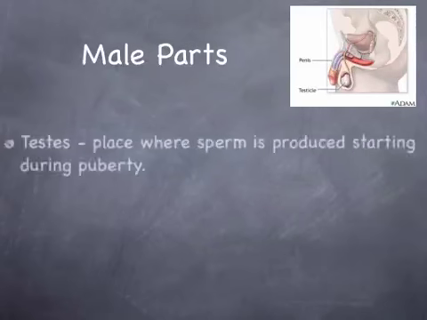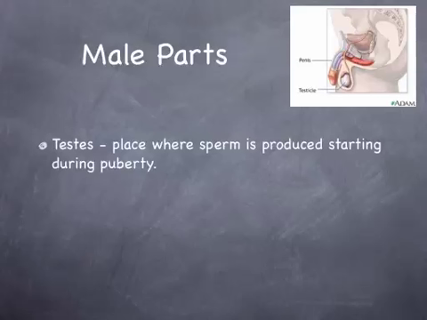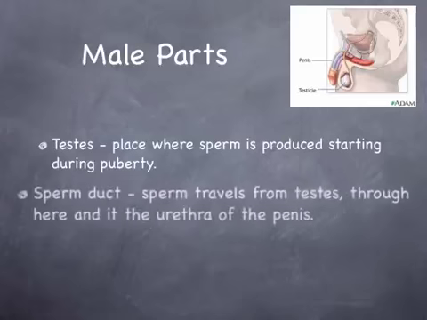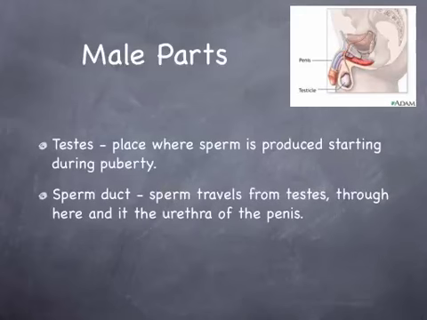There's some male parts. The first part is called the testes. This is the place where the sperm is produced, and unlike females, males do not have sperm in their testes when they're younger. They start producing sperm during puberty. Second part is called a sperm duct. This is kind of like the fallopian tubes in a female reproductive system. The sperm duct allows the sperm to travel from the testes and into the urethra of the penis.